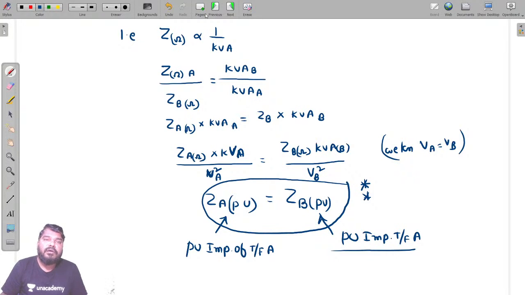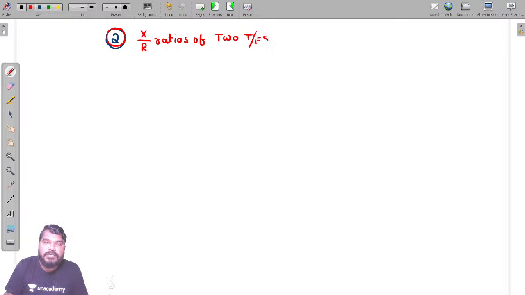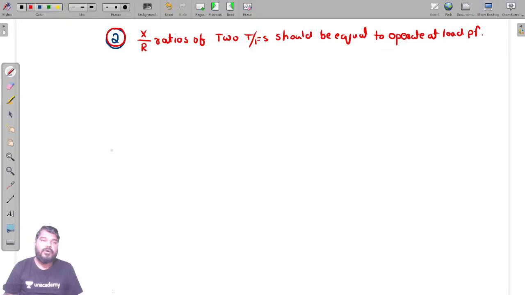Okay, and next one, the second desirable condition. The X by R ratios of the two transformers should be equal, to operate at the load power factor.